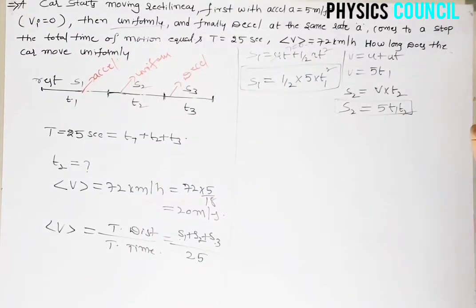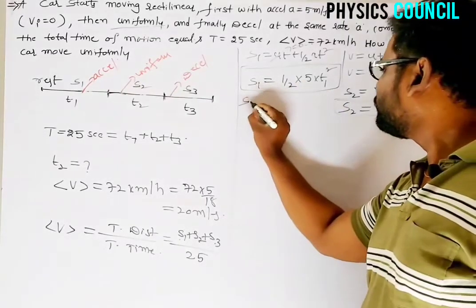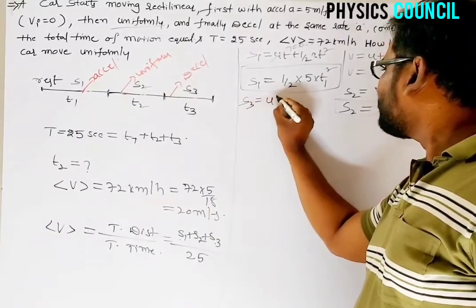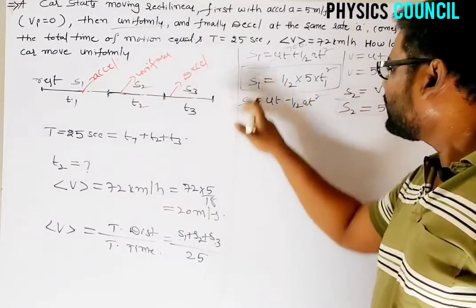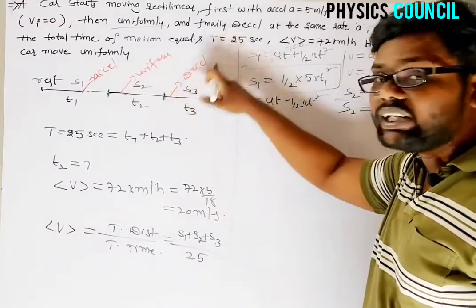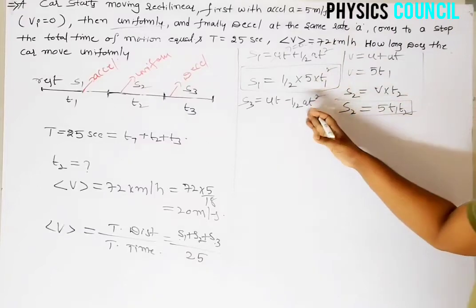And now, to find that s3 value, s3 is equal to ut minus half at square. Why? Because this is in the case of decelerating motion. Decelerating means that it is a minus a, isn't it?